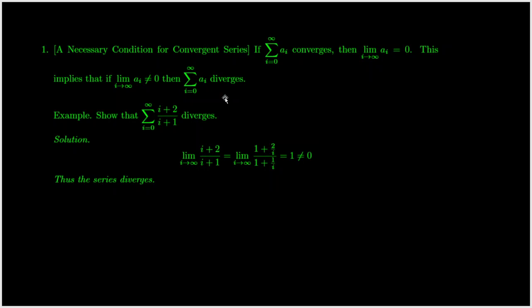In the example, to find the limit of the sequence formed by the terms of the series, we divide the numerator and the denominator by i. Then we can see that the limit equals 1, which does not equal 0. Consequently, the given series diverges.